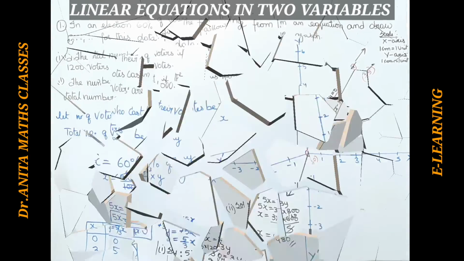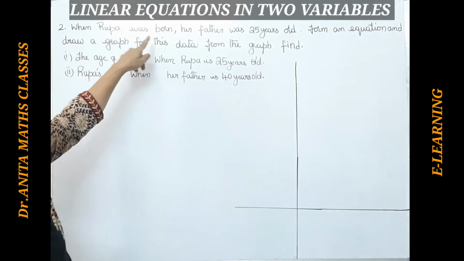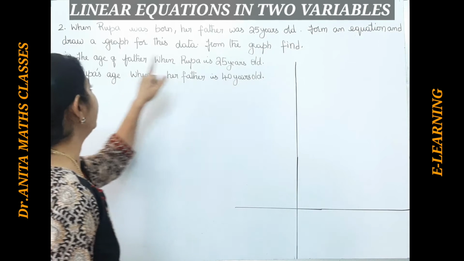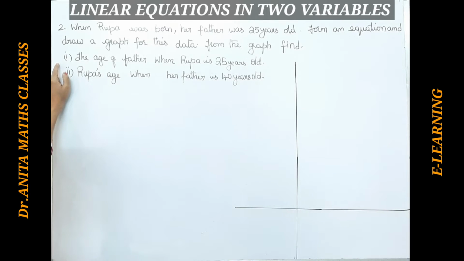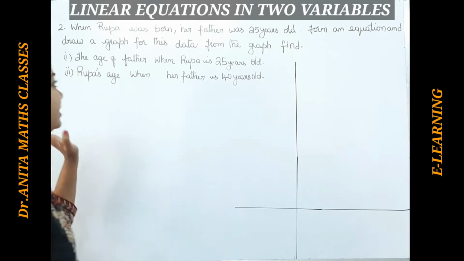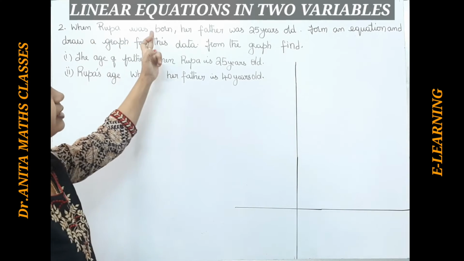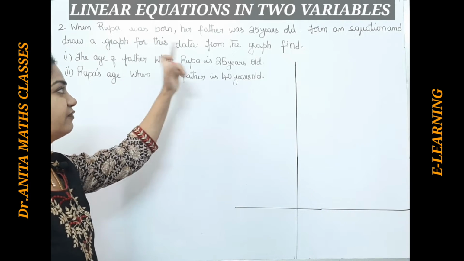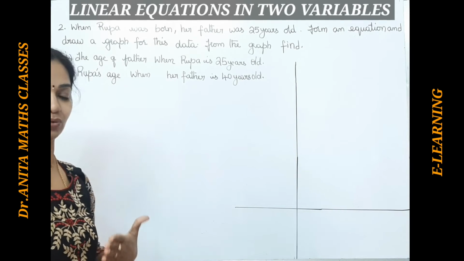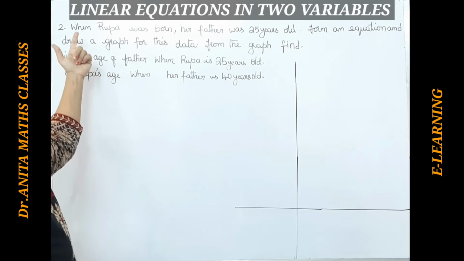Let's see the next sum. Second one, when Rupa was born, her father was 25 years old. Form an equation and draw a graph for this data. From the graph, find first, the age of father when Rupa is 25 years old, and Rupa's age when her father's age is 40 years old. Here the given condition is when Rupa was born, her father was 25 years old. That means when her father is 25 years old, Rupa was being born.